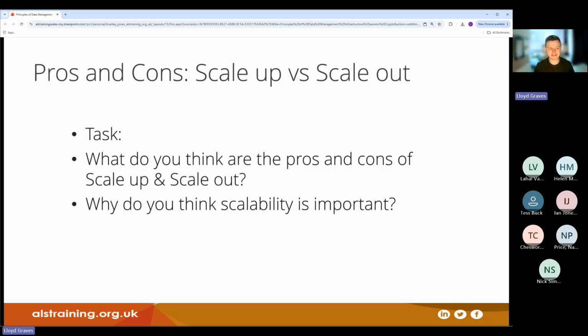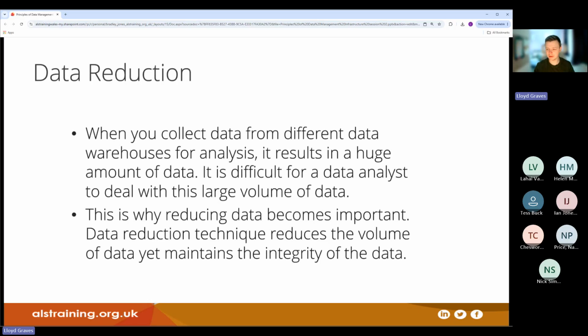So that's the topic of scaling up and scaling out. Like I say, if anybody has any questions about that, let me know. Otherwise, I'll move on to the next topic that we're going to talk about, which is data reduction and a couple of methods around that.